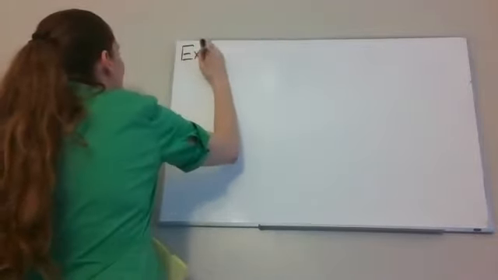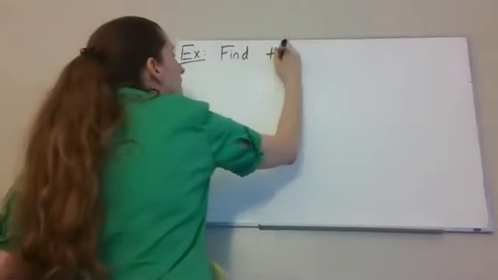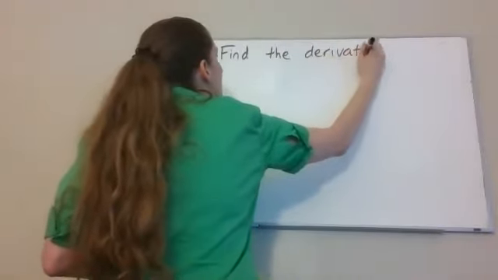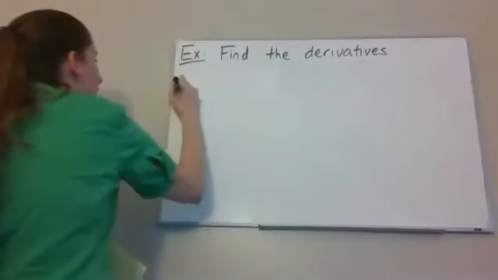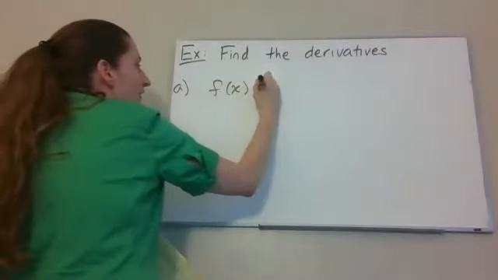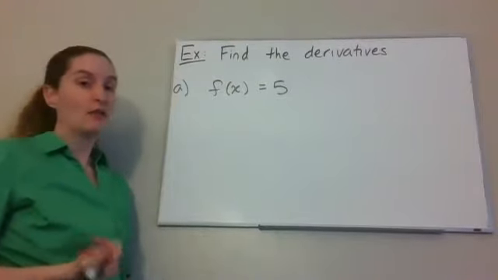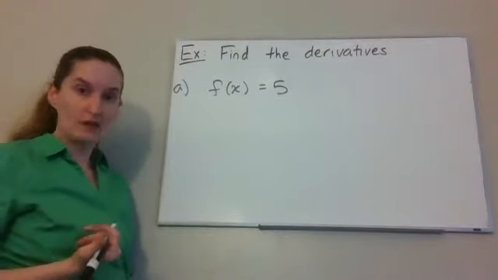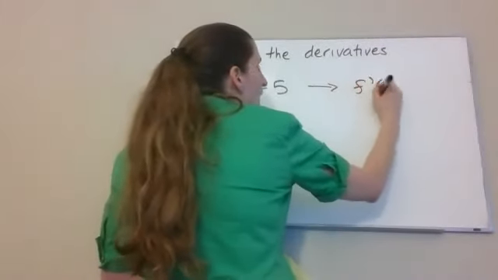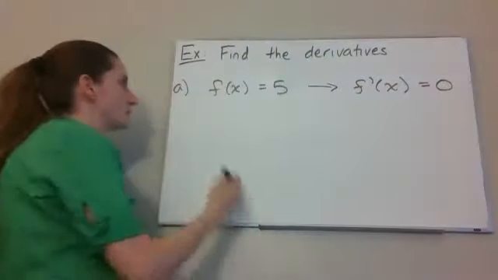So for this example, we're going to find a whole bunch of derivatives. Our first one is going to be find the derivative of f of x equals 5. Well, f of x equals 5 is a constant function, and we know from the constant rule that that means the derivative is going to be equal to 0.